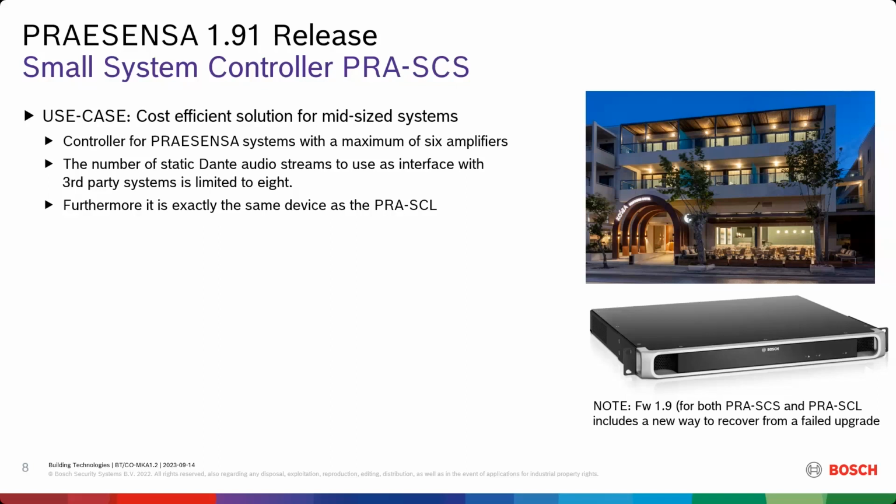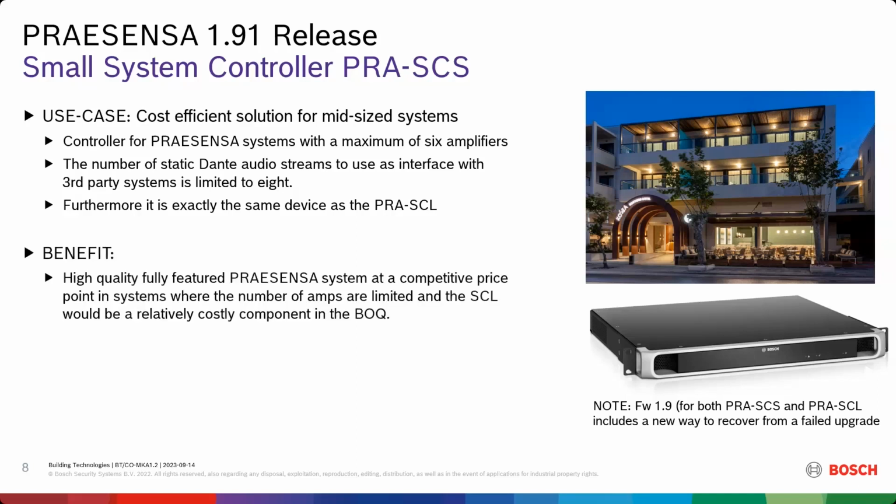It's called the small system controller. It features the functionality of the large system controller, but it has some limitations. It's limited to 6 amplifiers, and the audio Dante streams are limited to just the 8 that are supported by the controller. Further, it's the same device as the large system controller. So you can use the APAS. It has all the same features except for these limitations in scaling, I would say. So you see in the next animation.